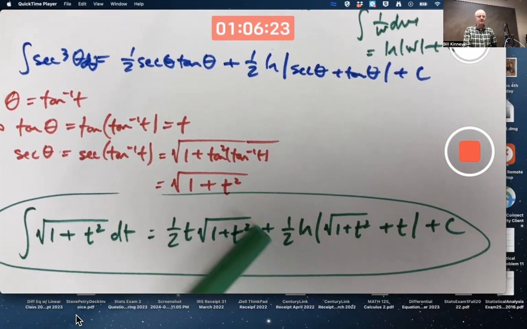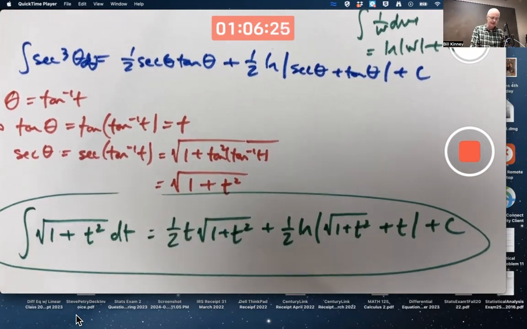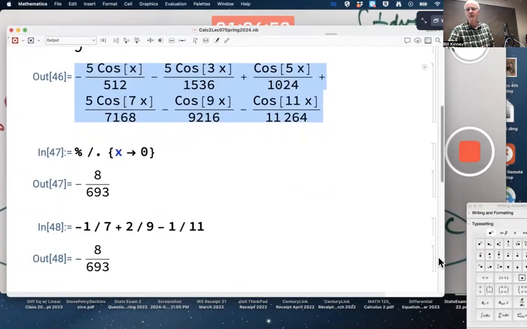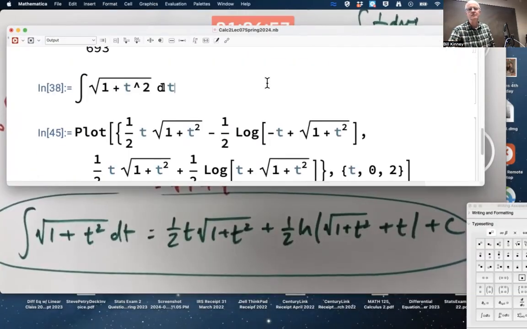You actually don't need absolute value signs around the ln input because for real values of t, square root of 1 plus t squared will be bigger than or equal to t in absolute value, including when t is negative. And so the input to the ln will never be negative. But it doesn't hurt to leave it there. Is this really right? What does Mathematica say?